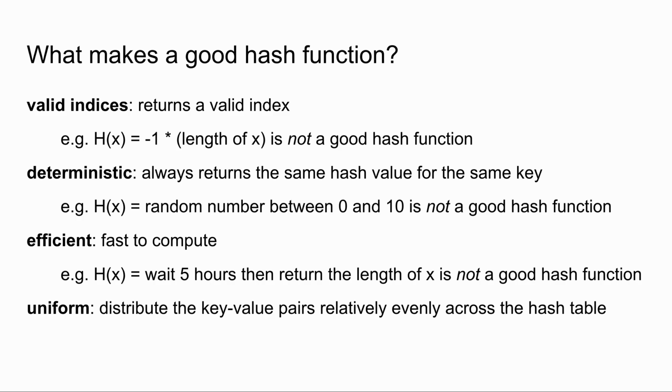Uniform. A good hash function should distribute key-value pairs relatively evenly across the hash table. So, a hash function that always returns 1 is not a good hash function. Why? Collision!